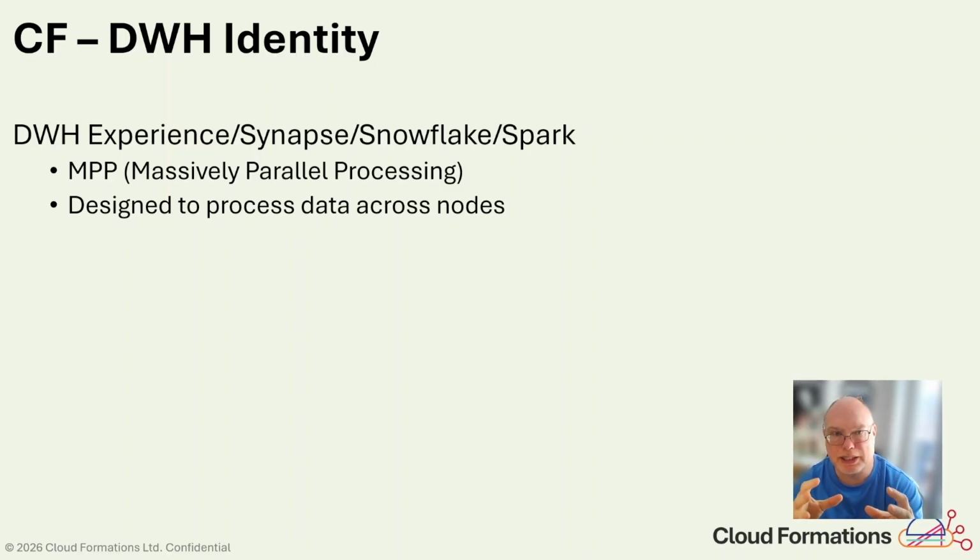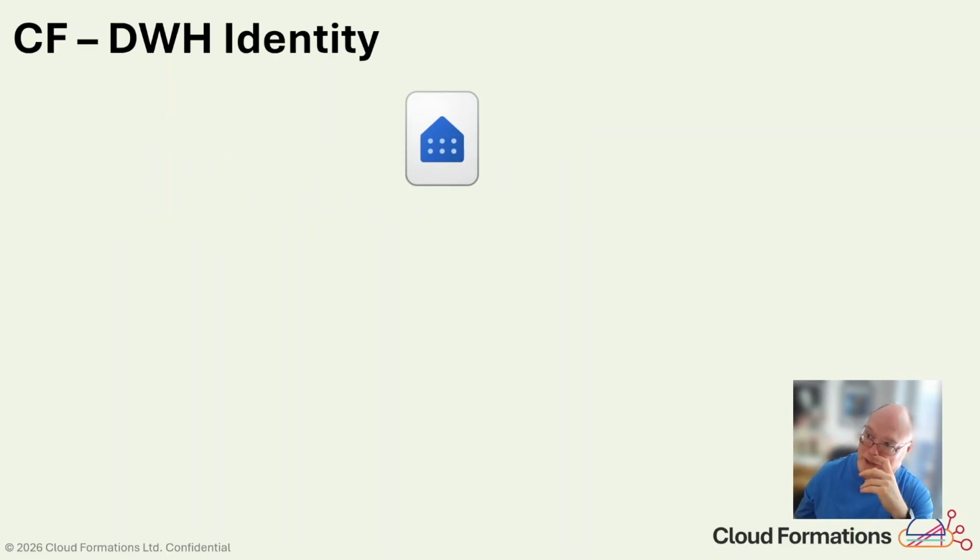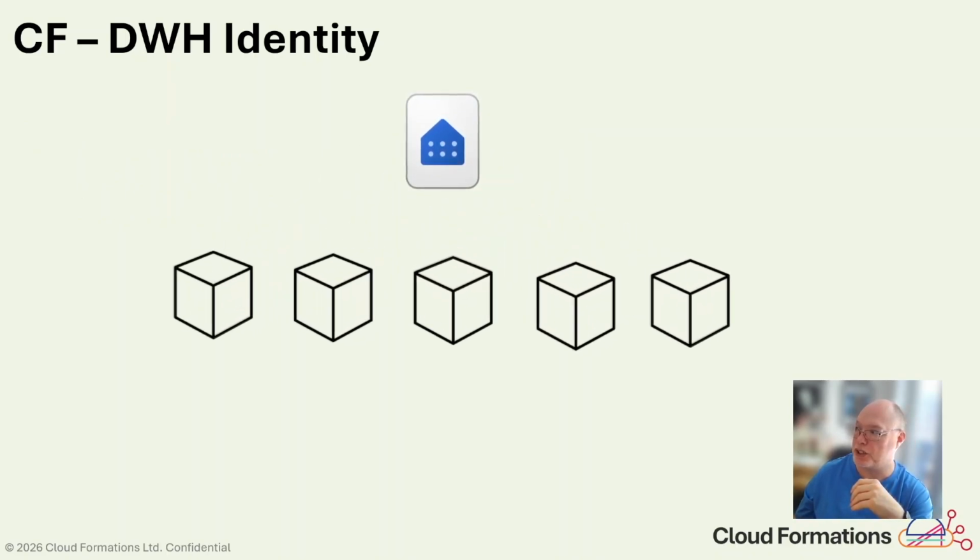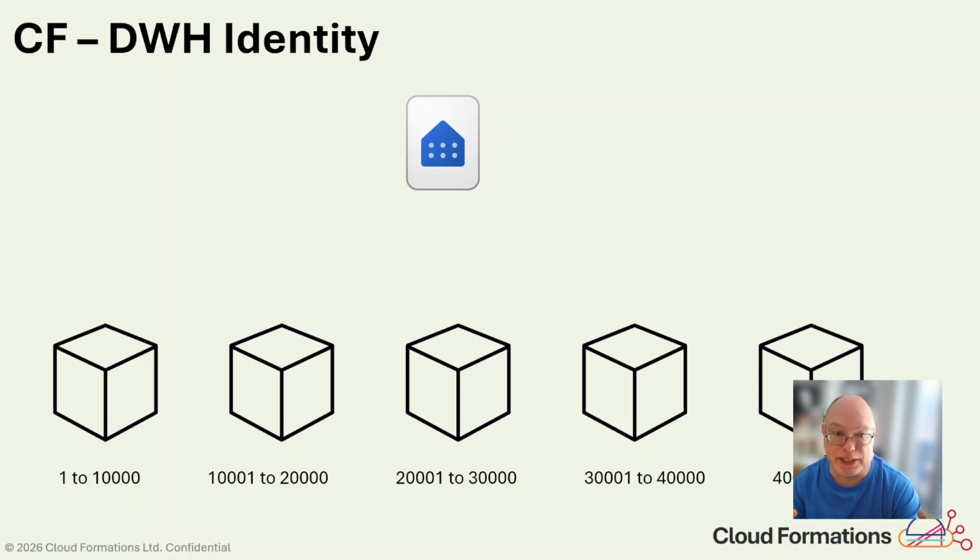In the background, well, DWH Experience in Fabric, which is based on Synapse, Snowflake, and Spark, all operate in a similar way, and they are MPPs, massively parallel processing, and they're designed to process data across nodes. So you have the data warehouse, and that distributes data across nodes, and each node gets allocated sort of a range of identity values. It does it because passing back and requesting an identity from maybe the executor or something would cause a lot of overhead. So you don't want any blocking of generation of items.